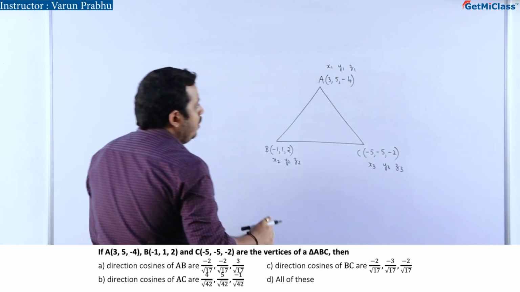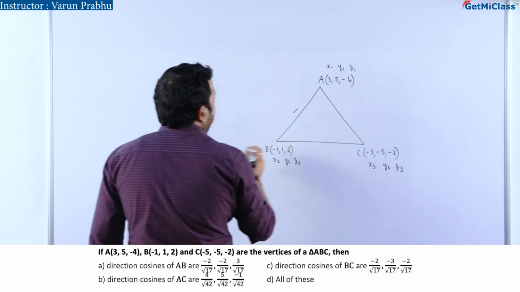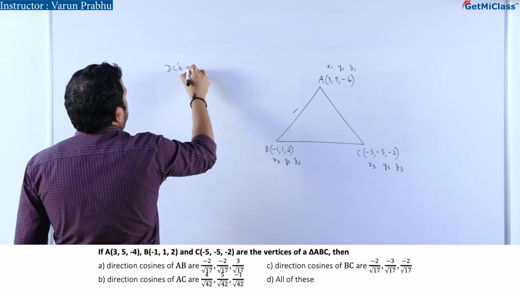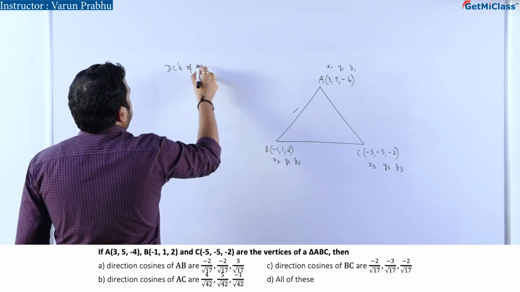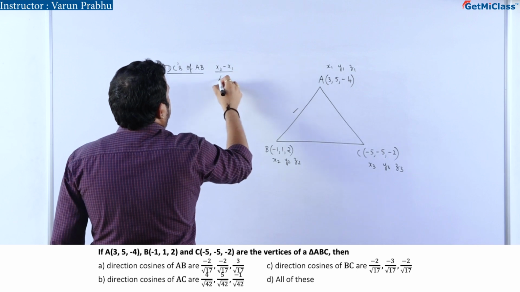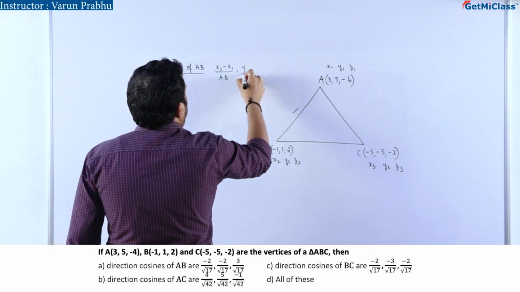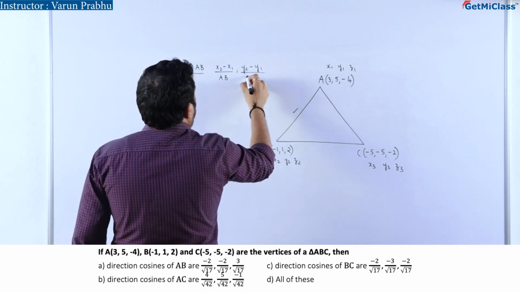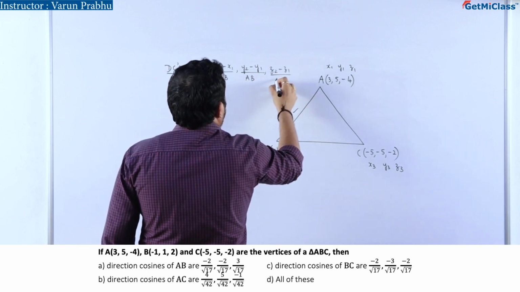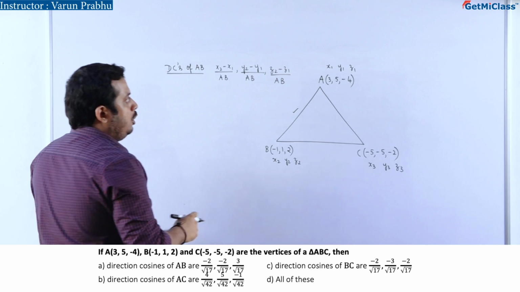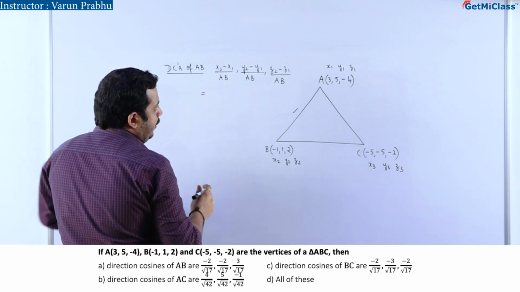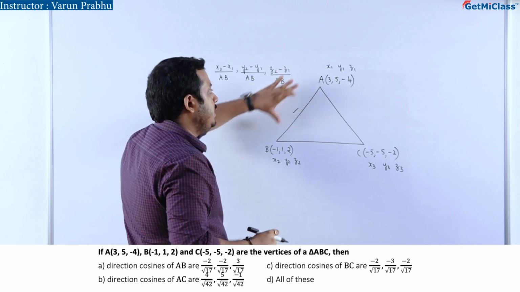How do you calculate for AB now? Let's calculate for AB. How do you calculate the direction cosines of AB? You calculate this as x2 minus x1 divided by AB, comma, y2 minus y1 divided by AB, comma, z2 minus z1 divided by AB, correct? You can see that in option D there is something called all of these also. So, we will not stop if one side is correct.